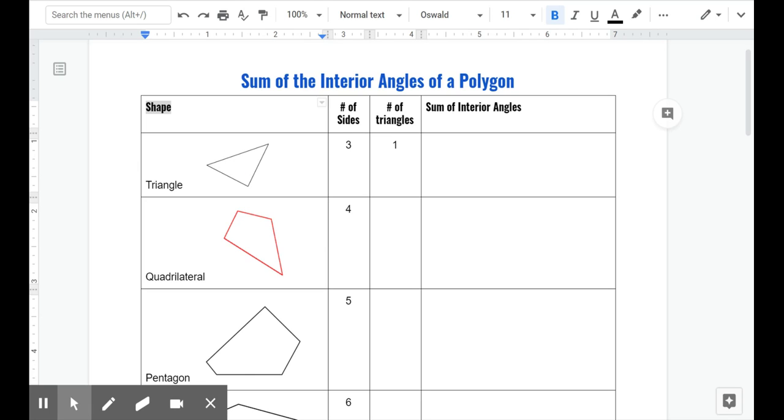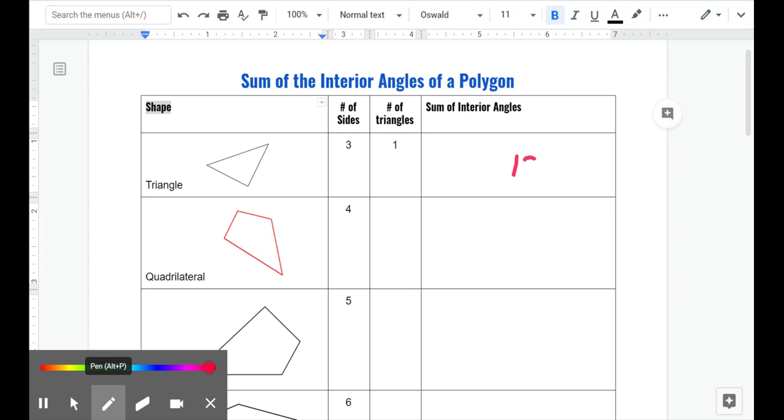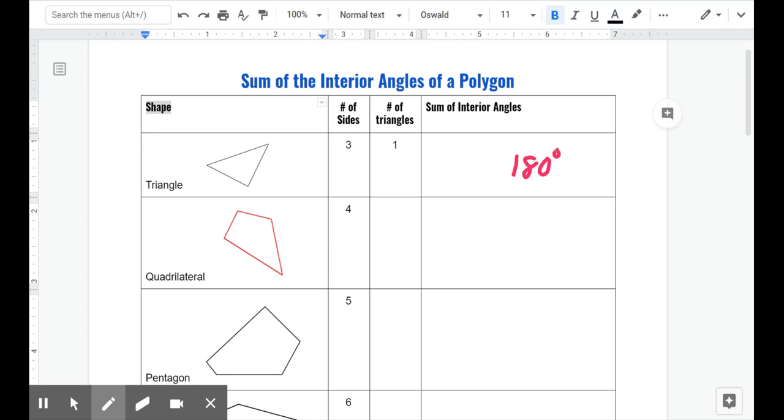Okay, so let's look at the first row. We have a triangle, number of sides is 3. Now over here we have number of triangles. What that means is the number of triangles inside that shape. Well, the number of triangles inside a triangle is 1. There's just one triangle here. The sum of the interior angles we already know is 180, so I'm just going to put that there.